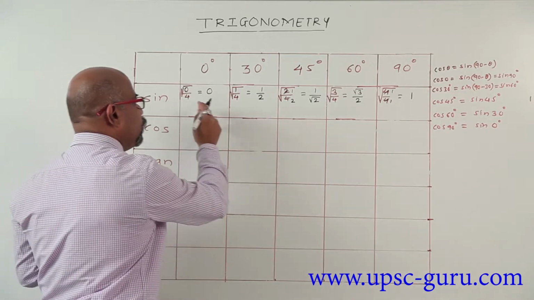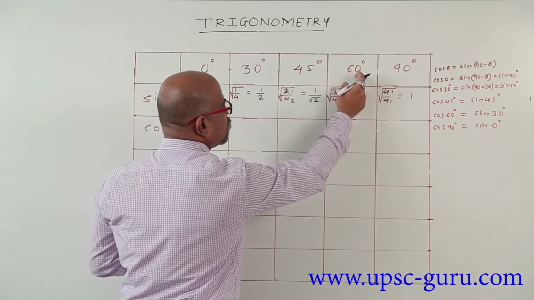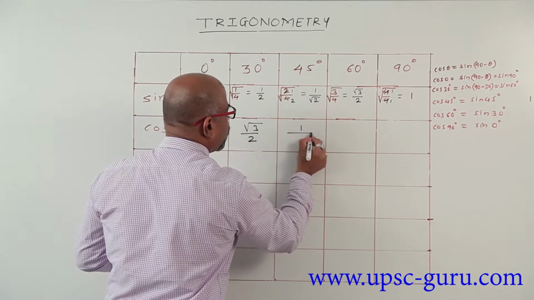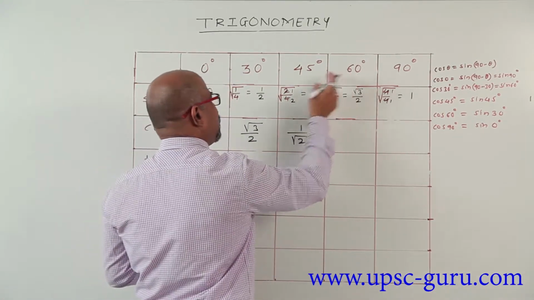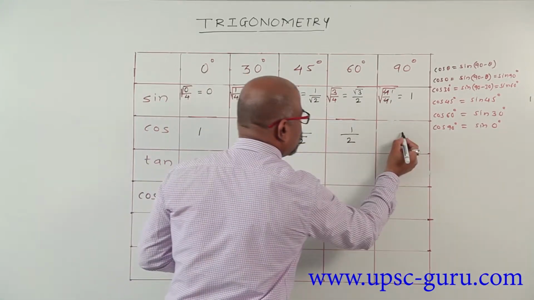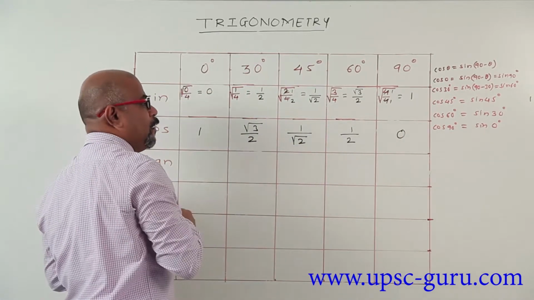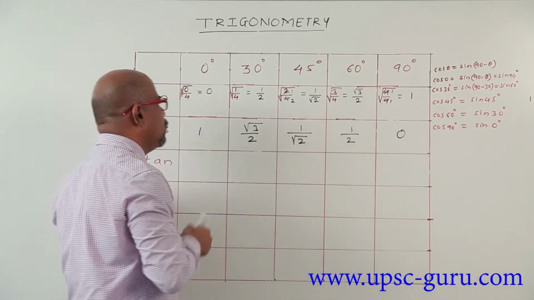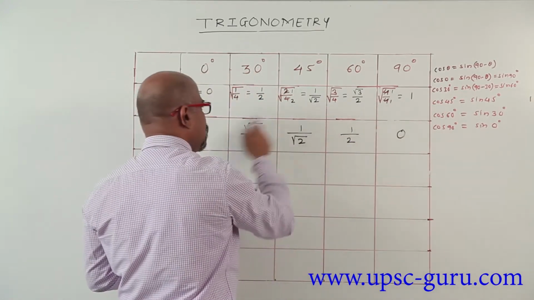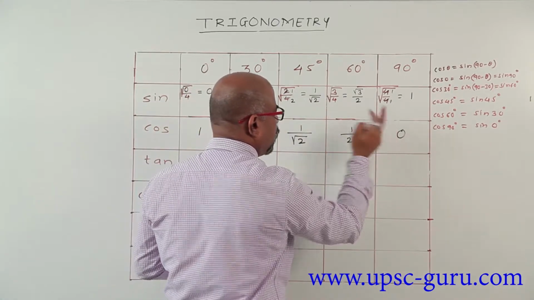That means cos 0 equals sine 90, so we write 1. Cos 30 equals sine 60, root 3 by 2. Cos 45 equals sine 45, 1 by root 2. Cos 60 is nothing but sine 30, we get 1 by 2. And cos 90 equals sine 0, that gives you 0. That means if we check the values of sine and cos, they are in opposite order. Sine is 0, 1 by 2, 1 by root 2, root 3 by 2 and 1. For cos we get the opposite order: 1, then root 3 by 2, then 1 by root 2, 1 by 2 and 0.